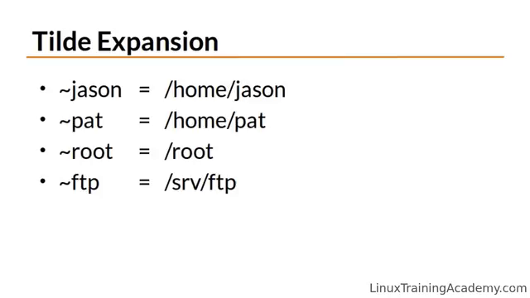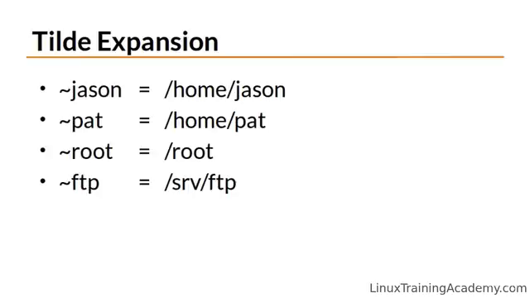For example, if I'm logged into a Linux system with a jason account, tilde represents /home/jason. You can also append a username to the tilde, and that will expand to that account's home directory. For example, ~pat could expand to /home/pat. Root's home directory is typically /root, so ~root equals /root.